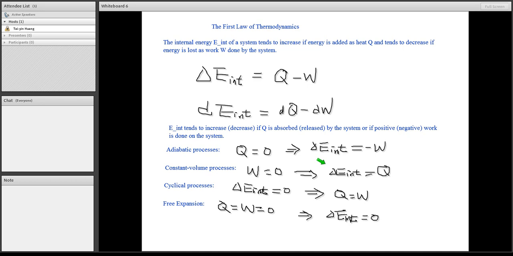So if heat is transferred to the system, then internal energy is going to increase. If heat is released by the system, then internal energy is going to decrease.